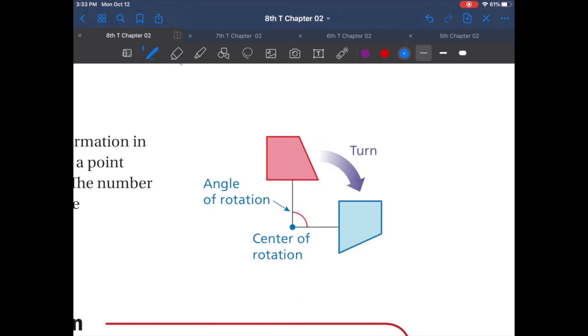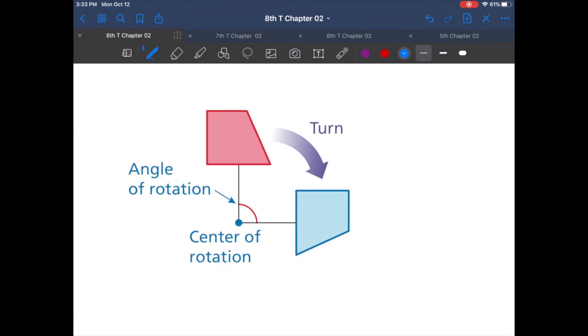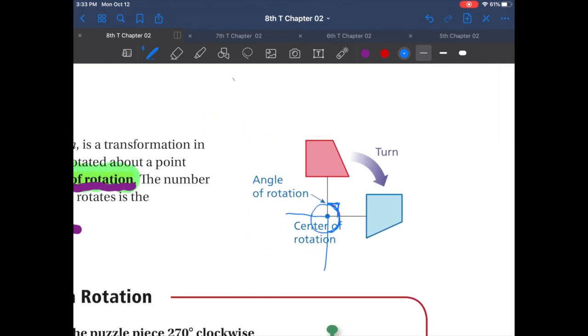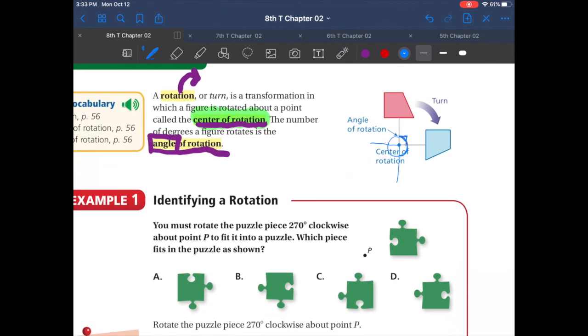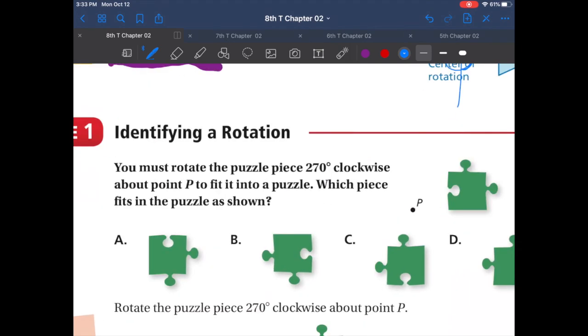So looking at this rotated, right? This would be a 90-degree angle, right? And if it rotated again, a half circle would be 180 degrees. If it rotated 3/4 of a circle, that would be 270 degrees, and so forth. It just reiterates everything that I've been talking about. So now, let's take a look at this shape. It says you must rotate this puzzle 270 degrees clockwise.